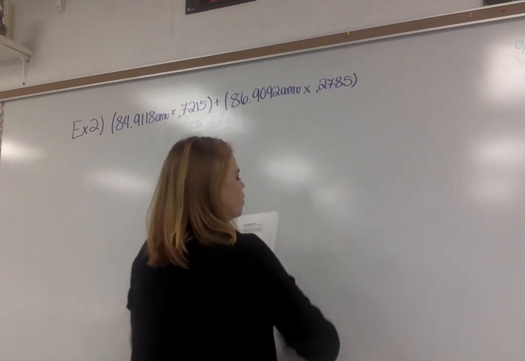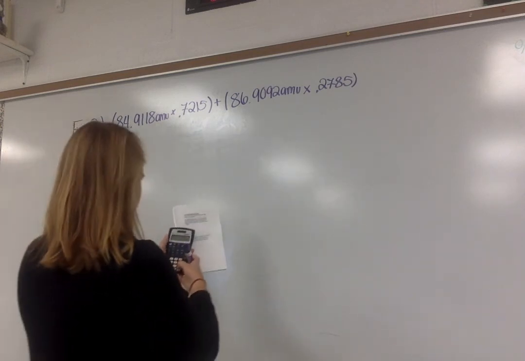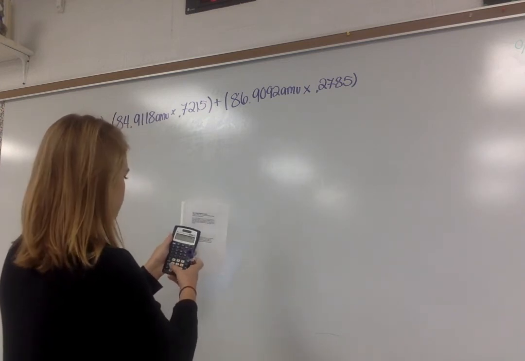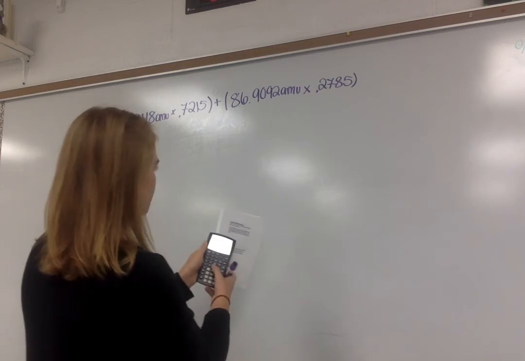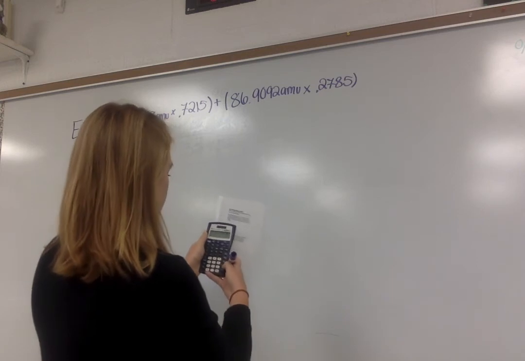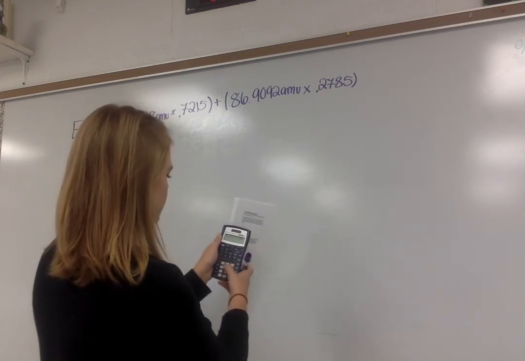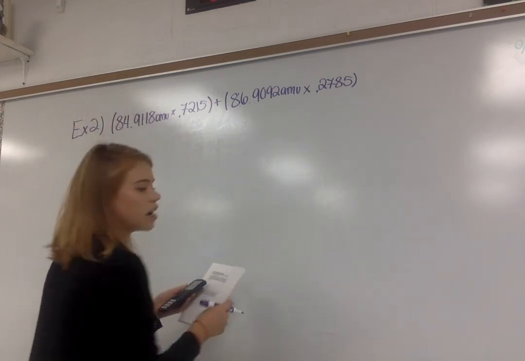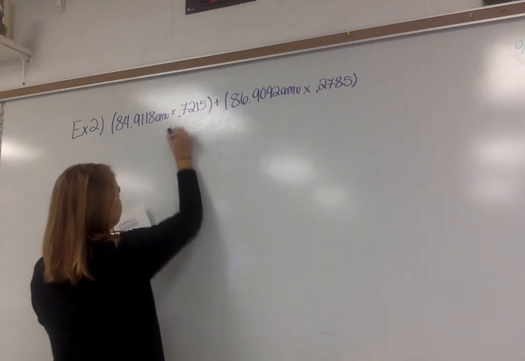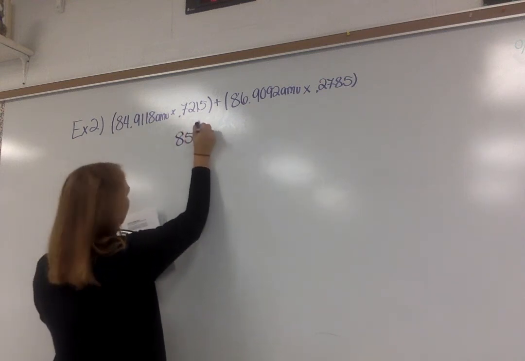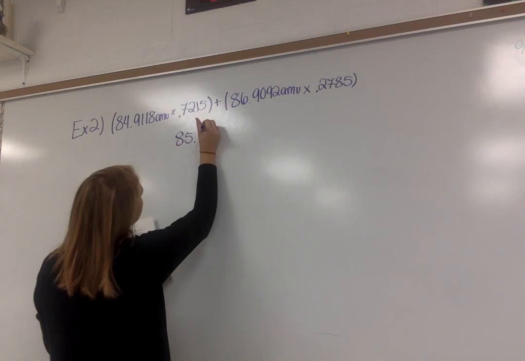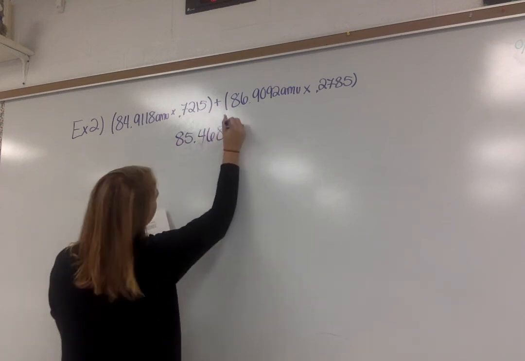Alrighty, so we could type that into our calculator. It would be open parentheses 84.9118 times 0.7215 close parentheses plus open parentheses 86.9092 times 0.2785 close parentheses. That gives us our average atomic mass of this unknown element. And our average atomic mass was 85.4680759.